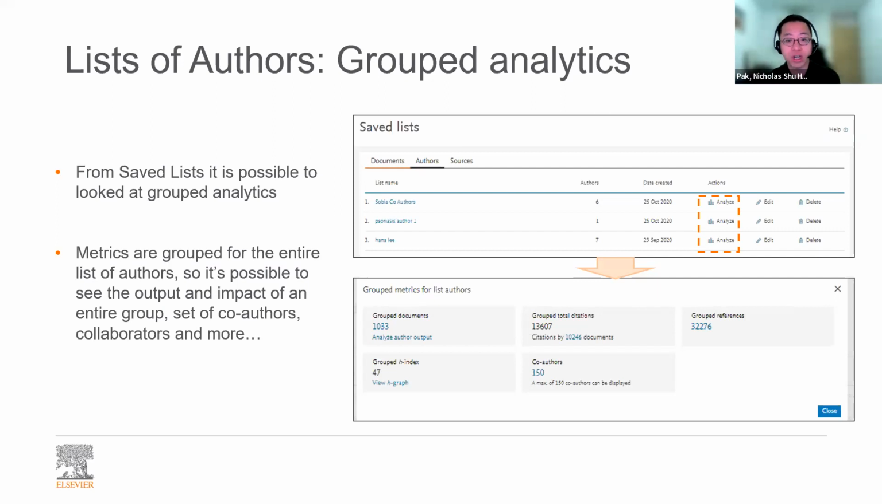You can see the number of documents, you can see the group H index, the group total citations, the group number of co-authors, and the group number of references. Just additional information for you to consider, right, when you're working with a group of research authors.